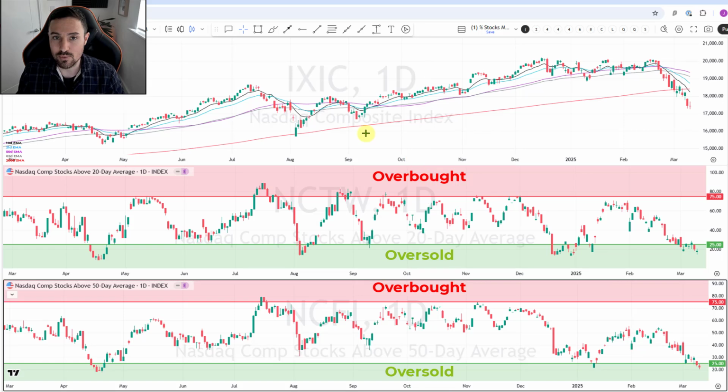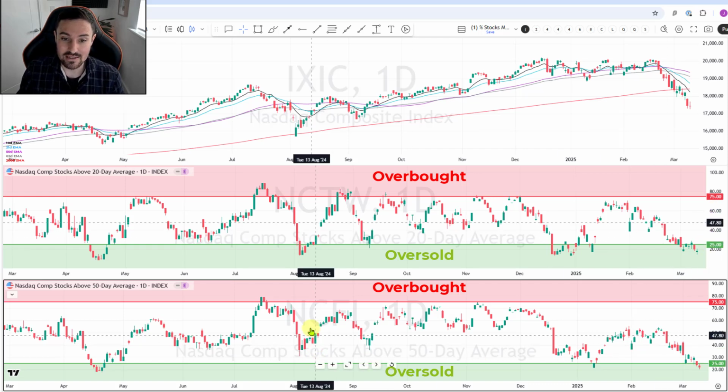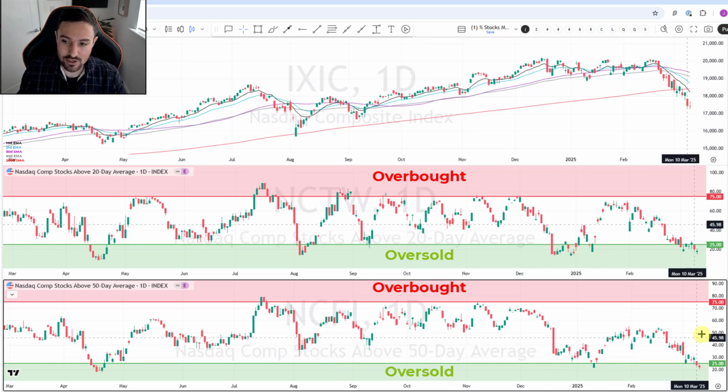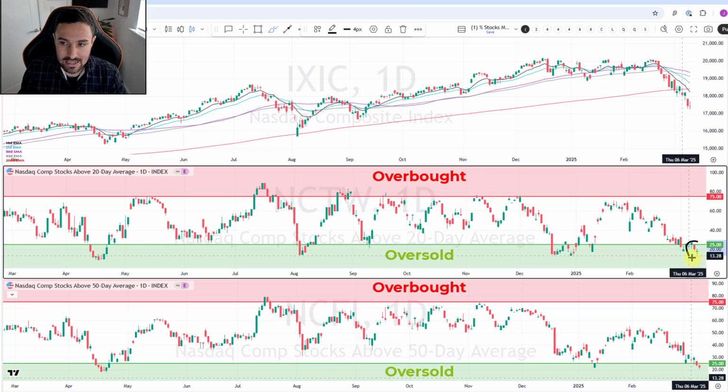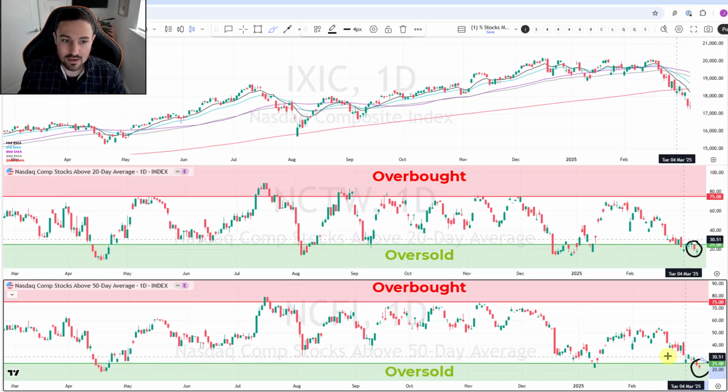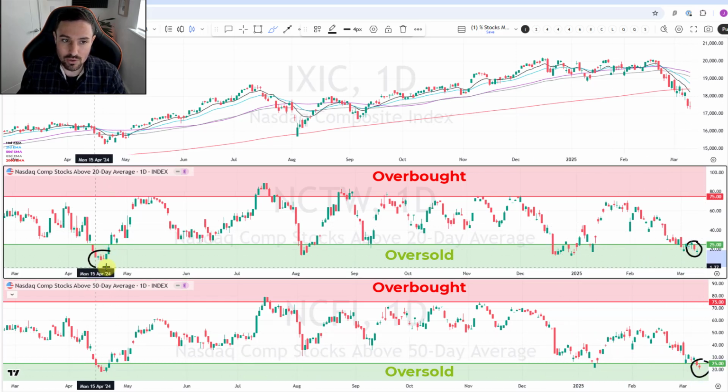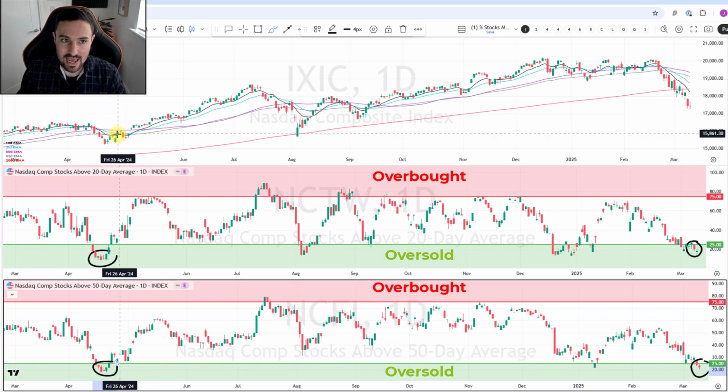So now what we're doing is we're looking at the NASDAQ comp. We're looking at the NASDAQ comp stocks above their 20-day. Remember, this is going to be percentages. This is going to be NCFI, which is the NASDAQ comp above their 50-day moving average. Again, percentages. So if we take a look here for the NASDAQ comp, what do we see? Well, 20-day oversold, 50-day oversold. Interesting. Note the prior oversold readings in here.